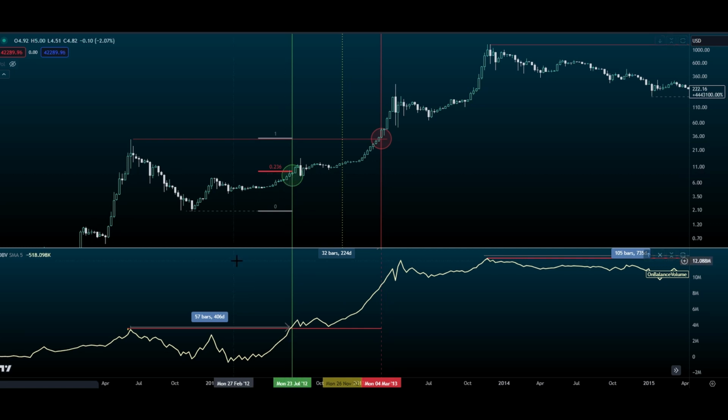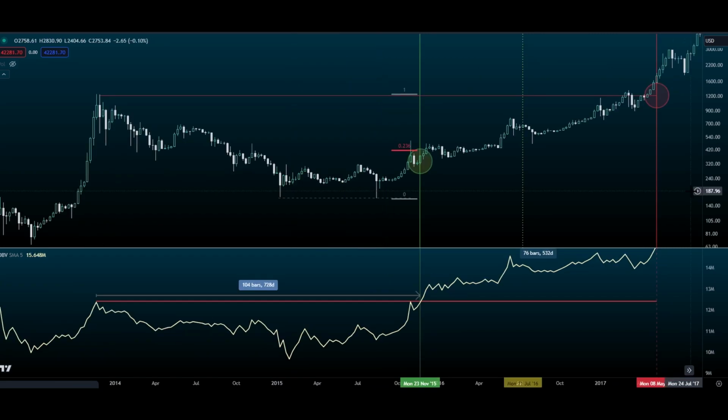Interestingly, in the OBV, we had already hit an all-time high at that point. Bitcoin continued to climb in towards the halving, and then the next occurrence was the price breaking into an all-time high, at which point OBV was well above its all-time high. The next example brings us to 2015.